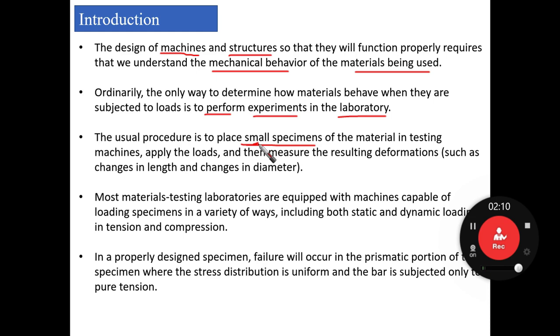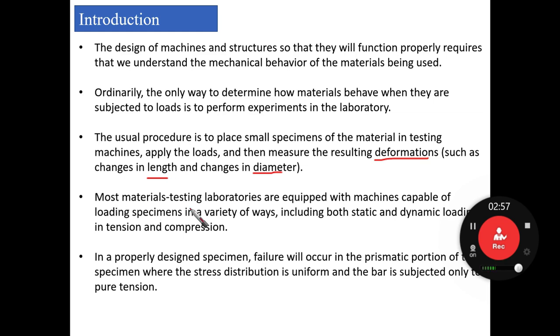because, as you know, we are not dealing with the whole structure or the whole element. If we're talking about a steel member, for example, we need only a bar that is going to be tested. If we're talking about concrete, for example, we want a cube that is going to be tested. So it is a small specimen of the material. We put it in the testing machine, apply the loads, and then measure the resulting deformations, such as changes in length and changes in diameter. So we check the deformation, whether in length or in diameter.